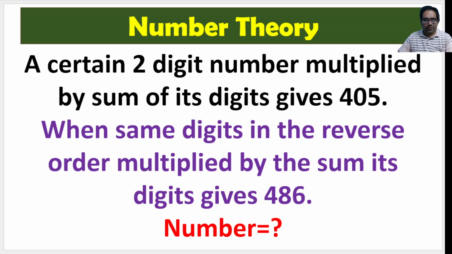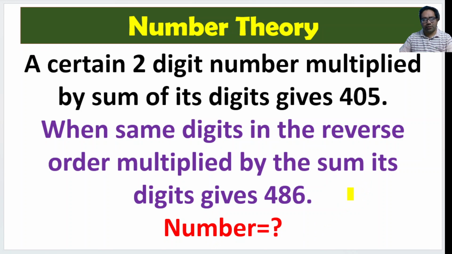Hi friends, in this problem we are given a two-digit number. When this two-digit number is multiplied by the sum of its digits, the product is 405. When this two-digit number is reversed and again multiplied with the sum of its digits, it gives 486. Then what is this number?